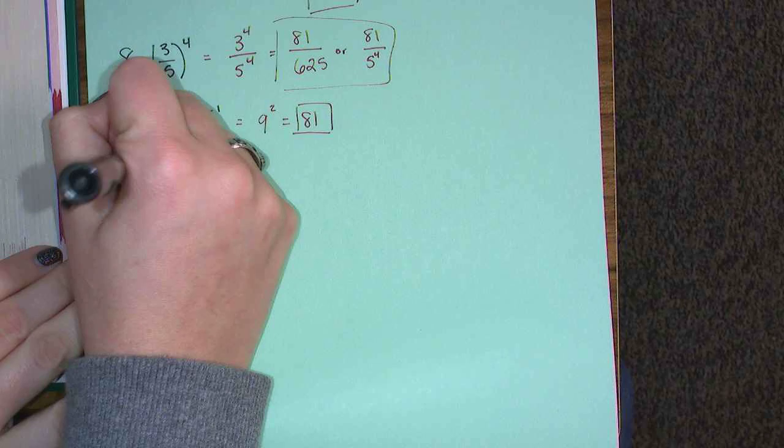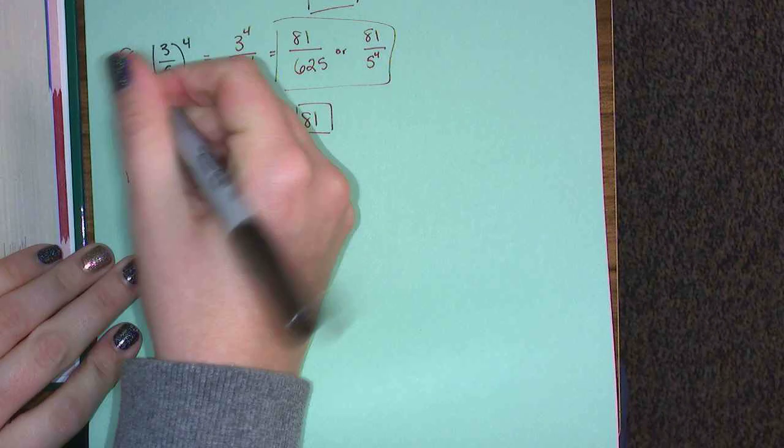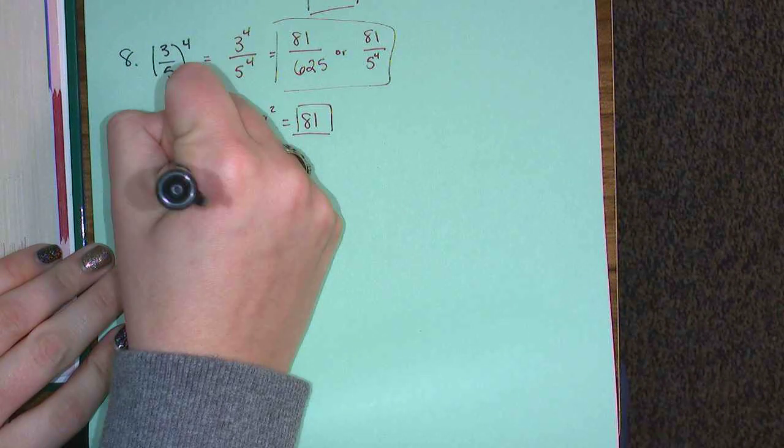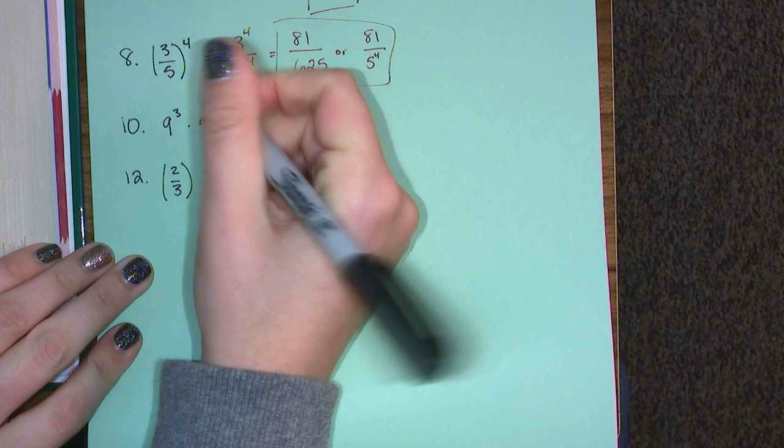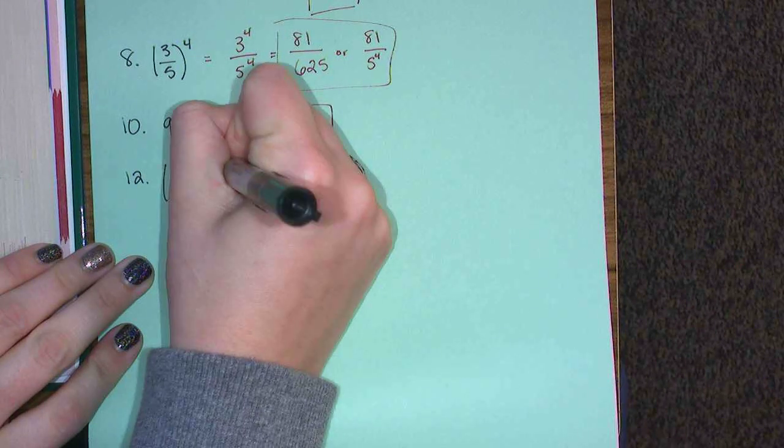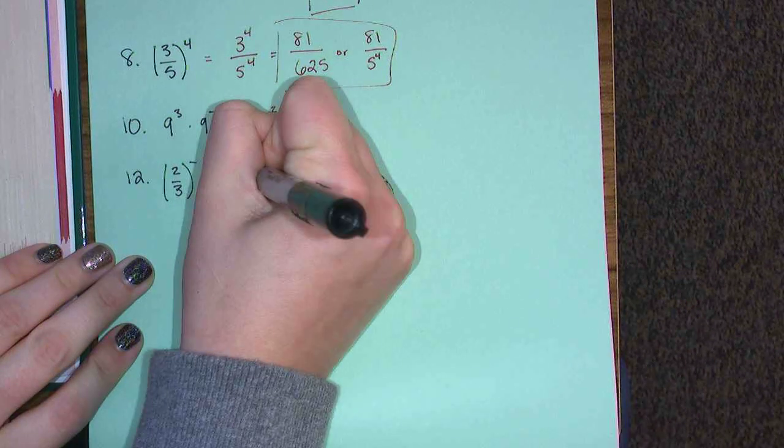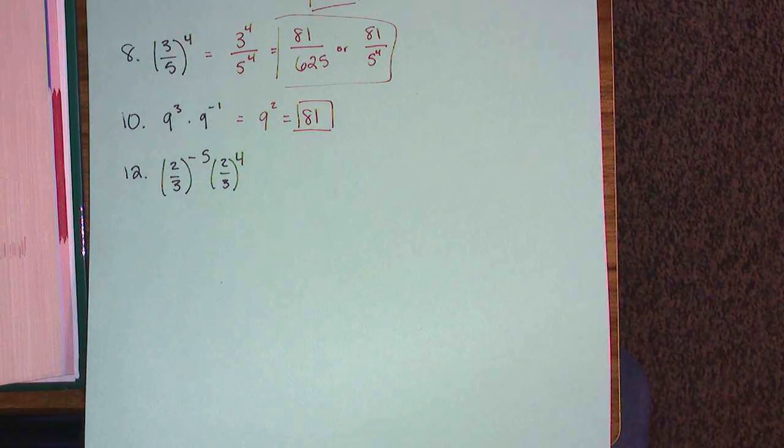Alright, I want you to do this one on your own. Number 12, 2/3 to the negative 5 times 2/3 to the 4. So try this one on your own. It looks hard, but I promise it's not.